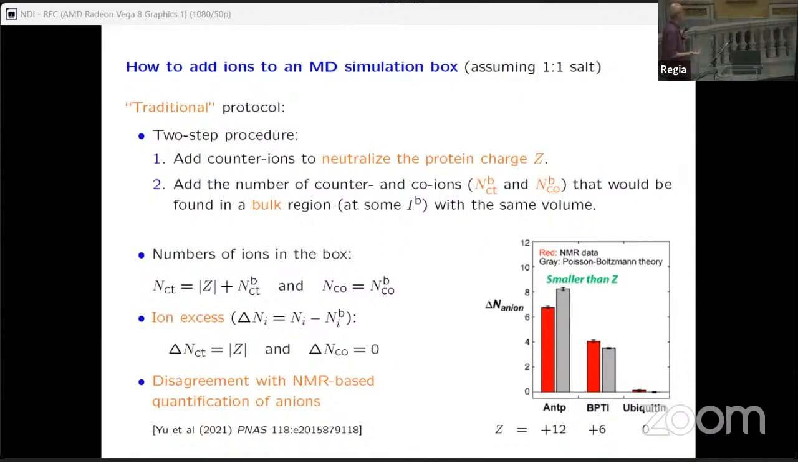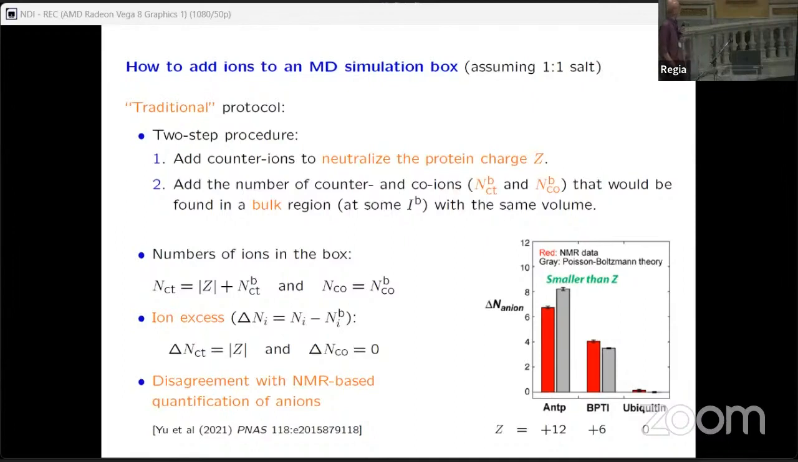The result of this is that, for the counter ions, the number of counter ions will be equal to the absolute value of the charge of the protein plus the ones in solution that would exist if this was a bulk solution. And for the co-ions, it's just the second term, so it's just the amount of co-ions that would exist in a bulk environment. So if you take these, you can compute the ion excess, which is actually a quite simple quantity from a conceptual point of view. It's just the difference between the ions that you actually have in a given region and the ions that you would have if you were in the bulk in a region with the same size.